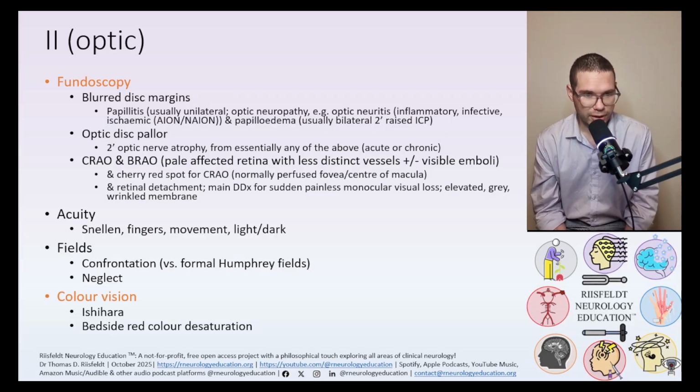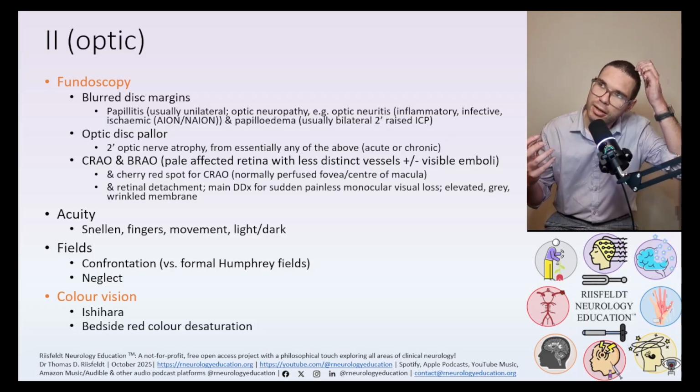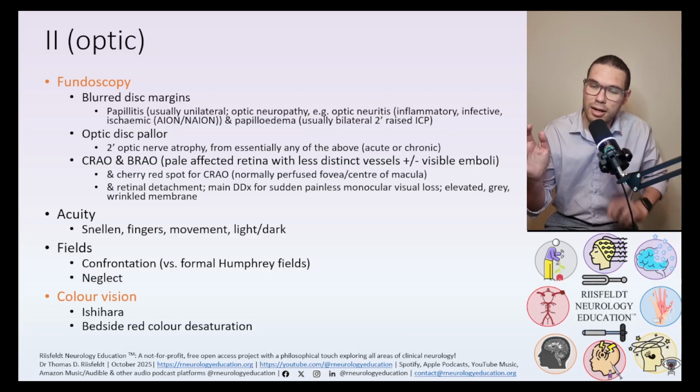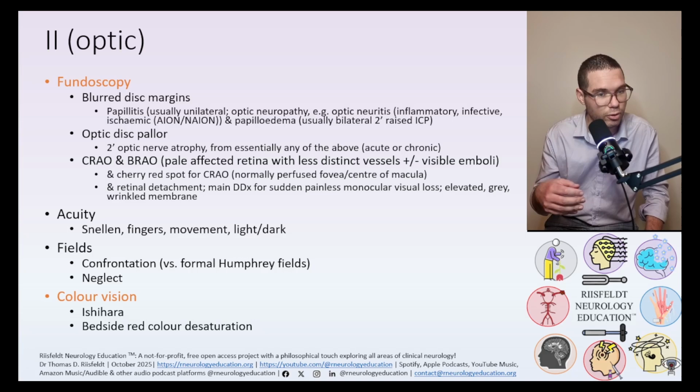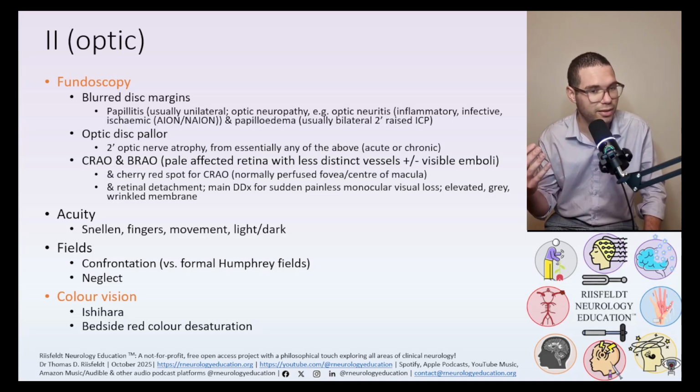Next is acuity. So how do you examine acuity? Well, you should use a Snellen chart, ideally. So you can get them on your phone. Just be careful that the size of the Snellen chart on your phone is standardized for the size of your phone screen, because if you have a really big phone screen and you're using a Snellen chart designed for a smaller phone screen, then the letters won't be the same size, so you'll get an inaccurate reading.